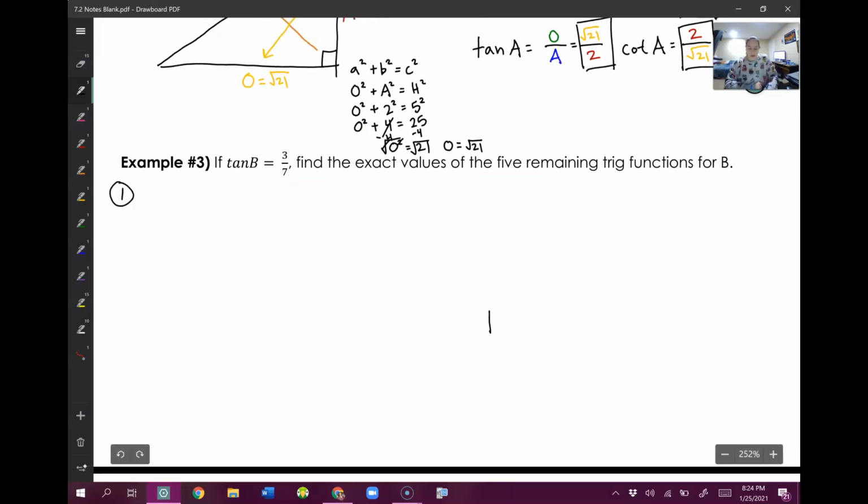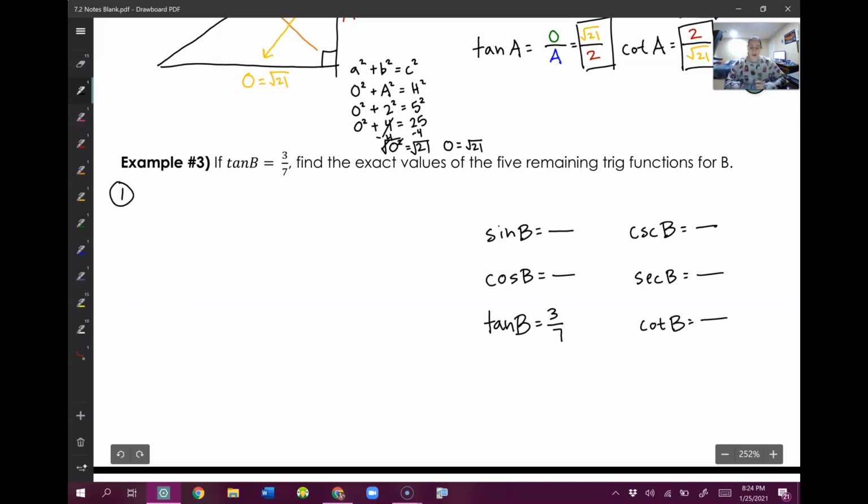Okay, we have one more example that's exactly like this. So we know that tangent of B equals 3 over 7. And we want to find the other ones. And I want you to try this one on your own using the example that we just did. It's going to be the same exact steps. You're even going to have to use Pythagorean's theorem in the middle to solve for the third side.